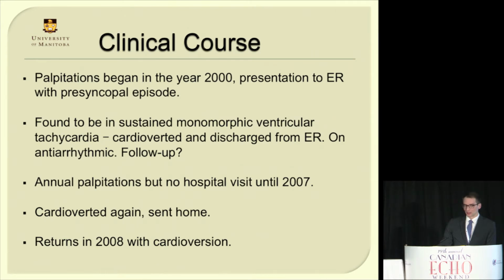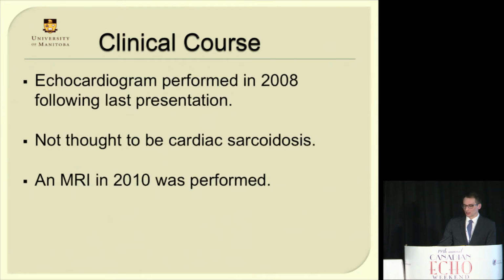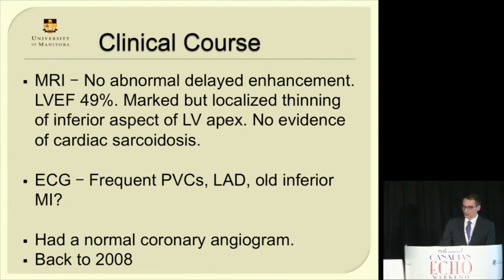She continued to experience annual palpitations, but no hospital visit again until 2007. She was again found to be in sustained monomorphic VT, was cardioverted, and sent home. She returned again the next year in 2008 with another presentation of VT. However, this time she went on to have an echo, which you did see a clip from previously. This was not thought to be cardiac sarcoid at that time. She went on to have an MRI in 2010 for unknown reasons, which showed no abnormal delayed enhancement, an LVEF of 49%, marked but localized thinning of the inferior aspect of the LV apex, and again, no specific evidence of cardiac sarcoid. Her ECG at that time showed frequent PVCs, left axis deviation, as well as possible old inferior MI. At that time, she also had a normal coronary angiogram.